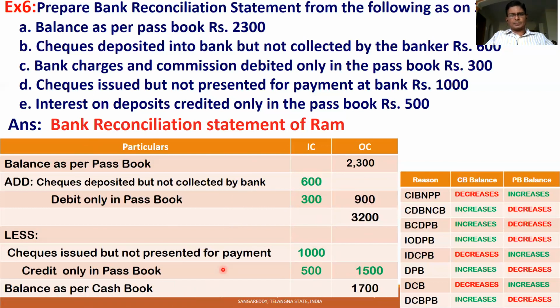This is the sixth problem. Two problems in the first video lesson of BRS, 3 problems in the second lesson, total 5 problems in the last two video lessons. This is the 6th one, 7th one, 8th one, 9th one. Today 4.